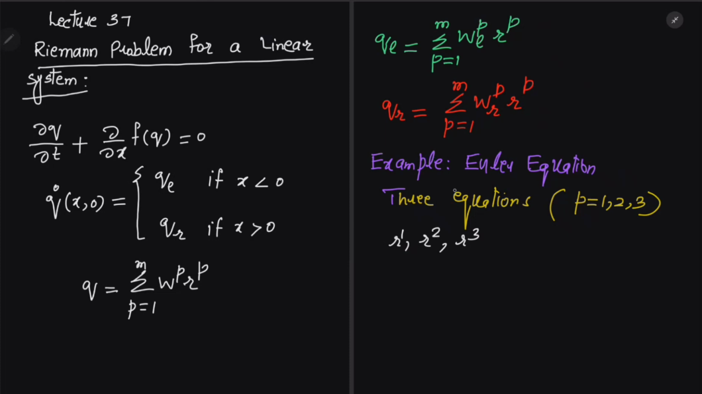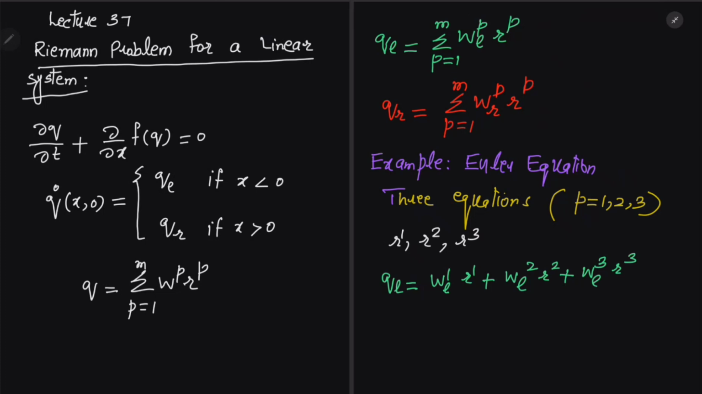The solution will look like this if there is an initial Riemann problem. A Riemann problem is a problem where we have a discontinuous solution in the beginning. That is called the Riemann problem. So the solution will become Q left is equal to W1 left R1 plus W2 left R2, W3 left R3.